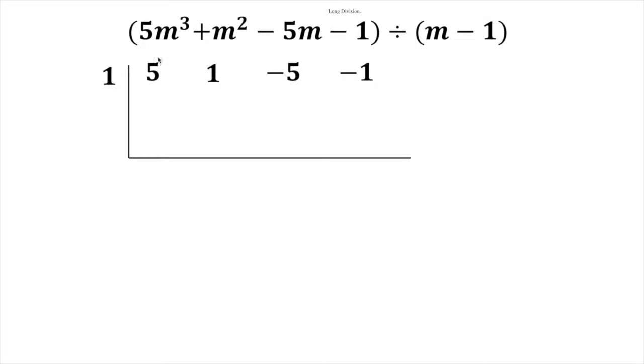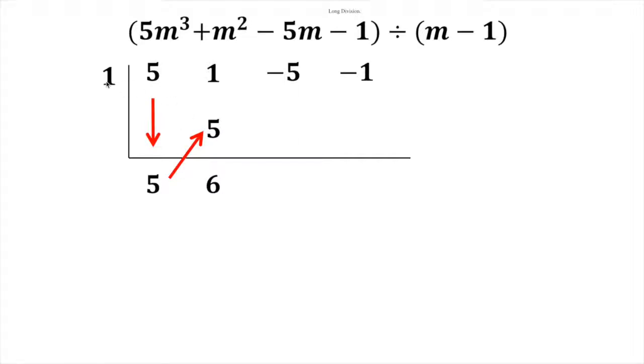All right, the very first thing I'm going to do is bring down this 5. Bring it all the way down just like it appears. So I bring the 5 all the way down. Then I multiply this. I go 1 times whatever this number is here. In this case, it's 5. So 1 times 5 gives me 5. Then I'm going to add. So it's going to be a multiplication and an addition every single time. Now I'm going to add it. 1 plus 5 gives me 6.